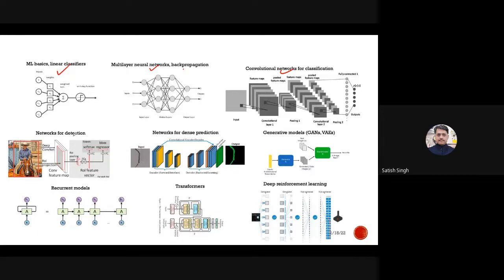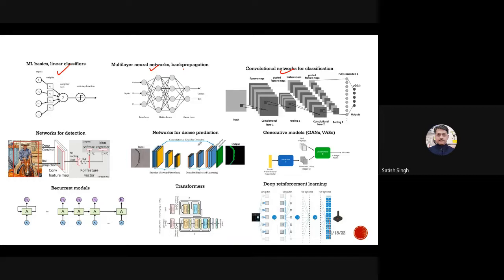Then networks for detection have been developed. So basically RCNN, faster RCNN, YOLO, and SSD kind of algorithms tell how many objects are present in a scene, in an image. So this is some sort of scene interpretation or understanding.